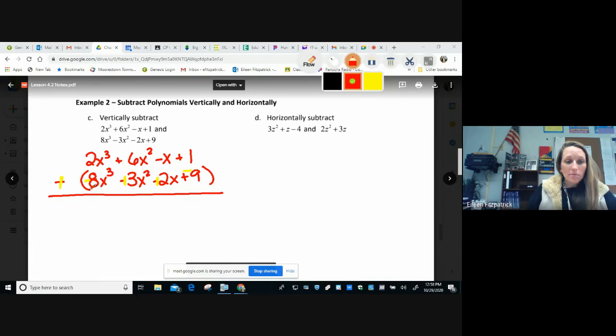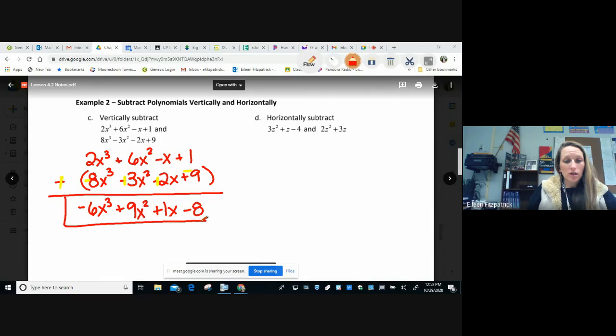Now I just add my columns. So positive 2 and a negative 8, that adds to a negative 6x cubed. A positive 6 and a positive 3, that's a 9x squared. A negative 1 and a negative 1 and a positive 2, that's going to be a positive 1x. And a positive 1 and a negative 9 leaves you with a negative 8. So I like to change it into addition rather than subtraction. I find that students make less sign errors when you do it that way.